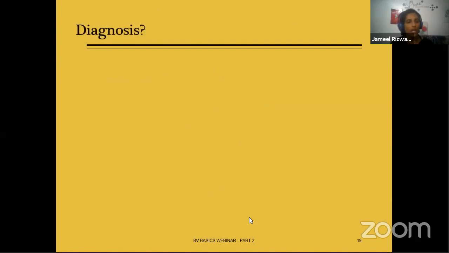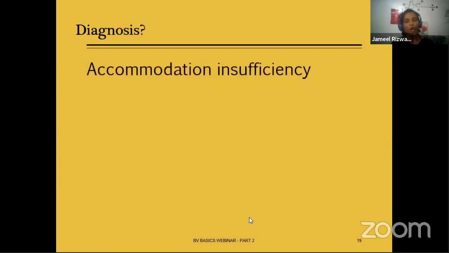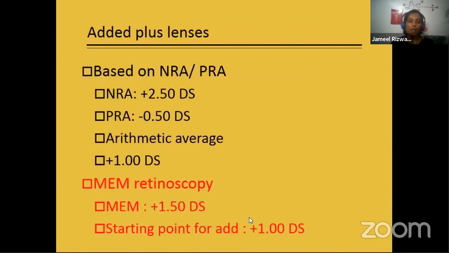What is the diagnosis of this particular case, where we find that the accommodative amplitudes are lesser than expected for the age? The subject is only 13 years old, not presbyopic, a young child, and the accommodative amplitudes are very poor. Looking into your chat box, I see somebody typing in accommodative insufficiency. Yes, this patient has accommodative insufficiency. And what should we do now?